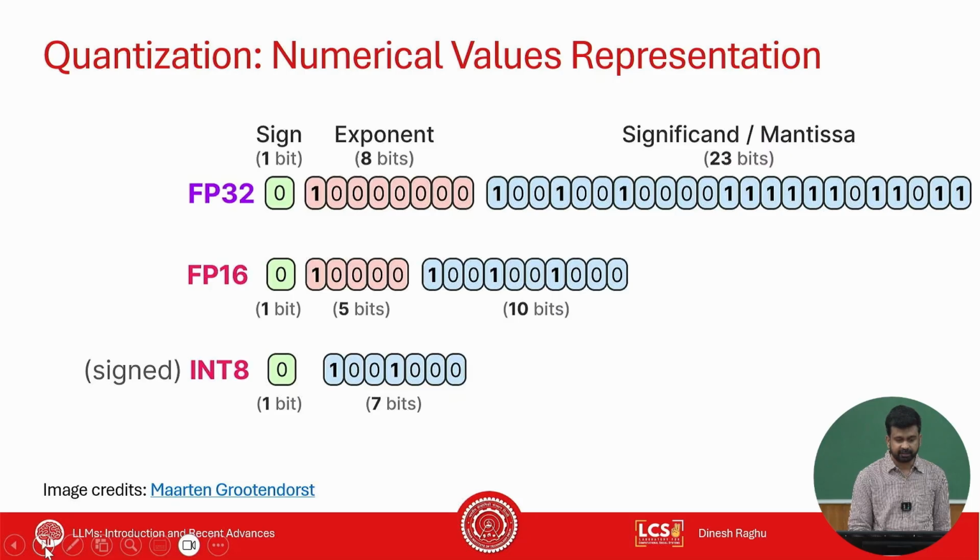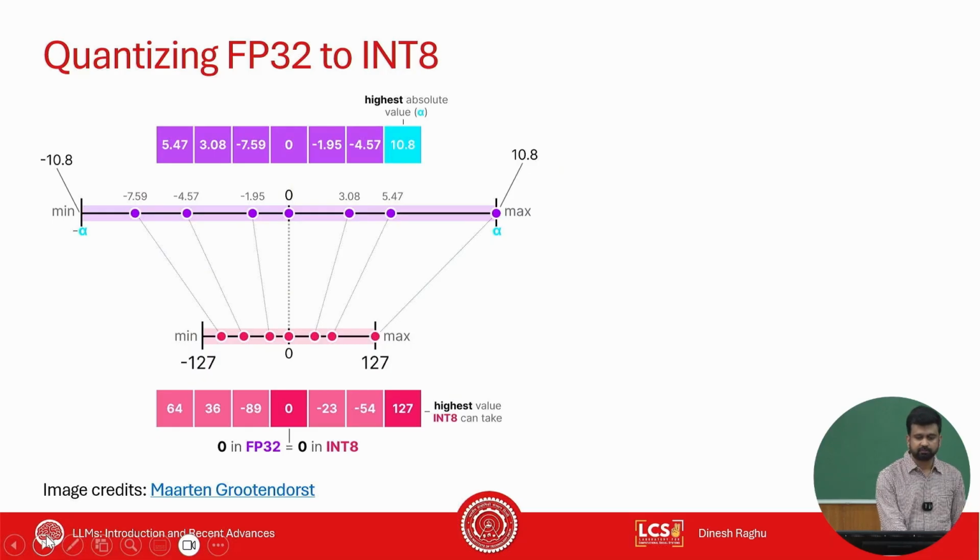There are certain applications where people simply use the int8 representation, where you use 1 bit to represent the sign and 7 to represent the rest. So let's talk about how you would quantize an FP32 into int8. For FP16 it remains the same.